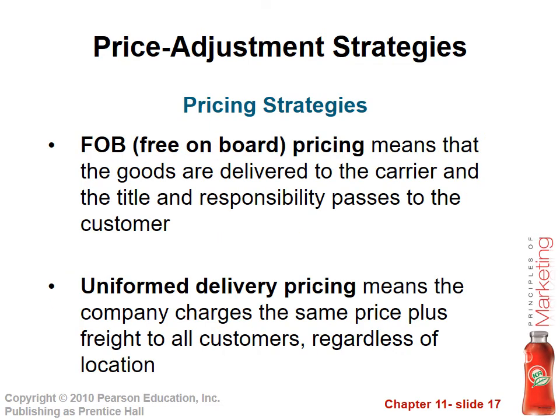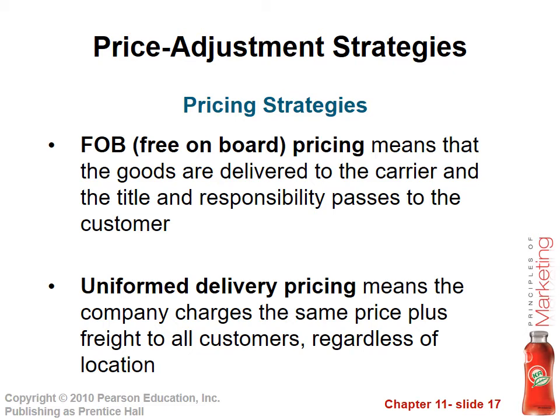FOB, or free on board pricing, means that the goods are delivered to the carrier and then title and responsibility pass to the customer. It means that the customer has to handle the cost of shipping the product. So we can call it ongkir in Indonesia. Just for example, they order something from Bukalapak, and the vendor who gets the order sends the product, and then the customer should pay for the delivery cost to bring the product to their home.